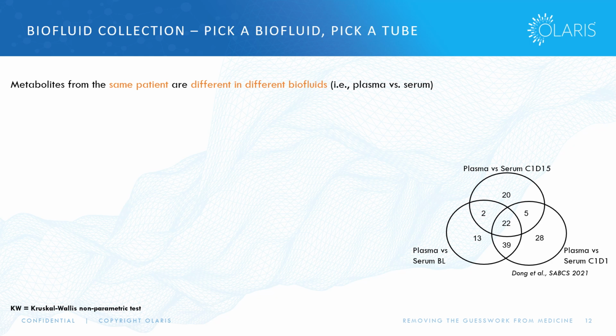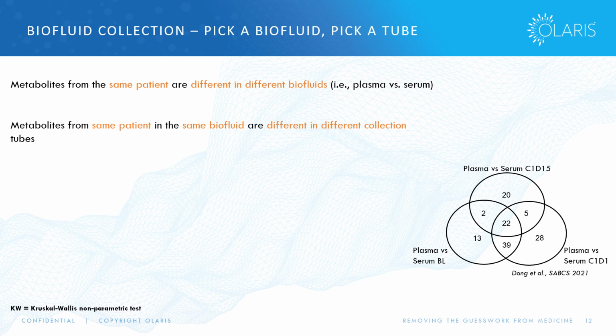We found that metabolites were different between plasma and serum of the same patient at different time points: before they started treatment, at the beginning of treatment, and 15 days after. And this tells you that even if the subject is the same, at the same time point in treatment, metabolites differ. So it's fundamental to pick one specific biofluid.